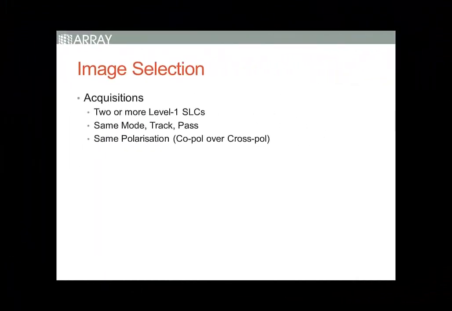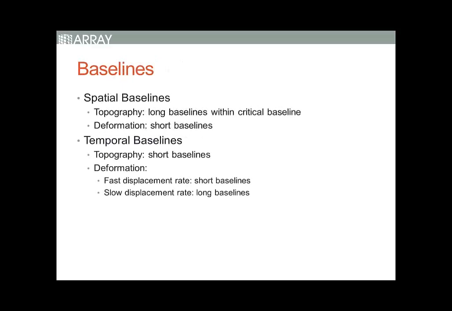When selecting data products for InSAR, you will need two or more level 1 SLCs for the same mode, track, and pass, as well as the same polarization. You will also want to pick products with long spatial baselines for DEM generation and short baselines for deformation mapping, and generally short temporal baselines to avoid decorrelation.